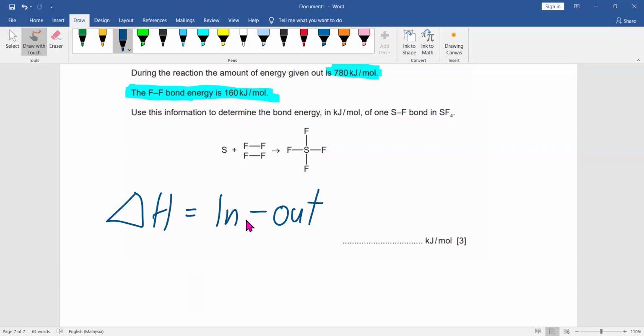What's the enthalpy change? 780. The first question, wait. Positive or negative? That's why you want to know. The amount of energy given out means this is exo or endo. Exo means positive or negative? Negative. Okay, now try again.